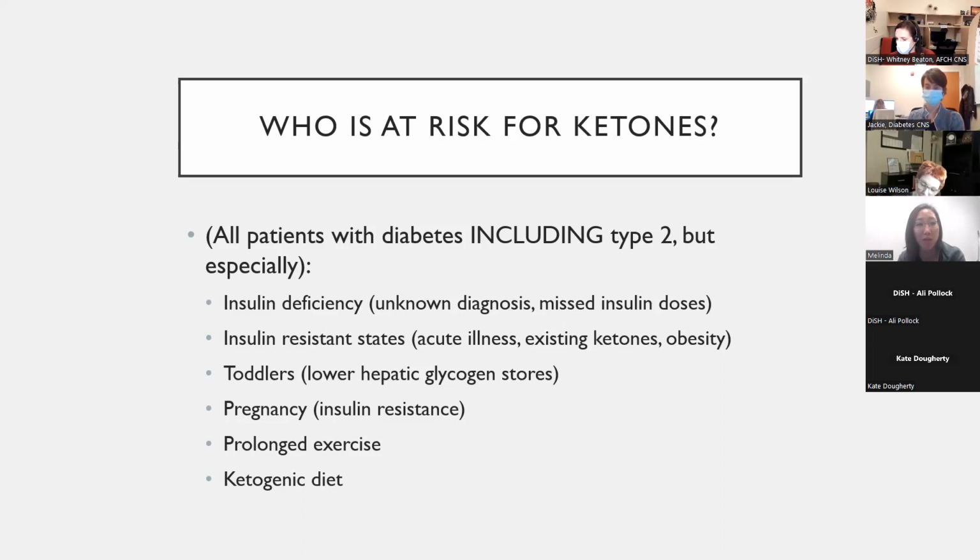Prolonged exercise, again, exercise is a trigger for ketone production. So if they have been going really hard, particularly if it's been really hot, really sunny outside, and they're dehydrated on top of that, then you want to suspect ketones there. And for a very limited number of patients, some of them will be on a ketogenic diet if they have intractable seizures and they're trying to get better control of seizures. This is something that we'll run into in very rare situations.